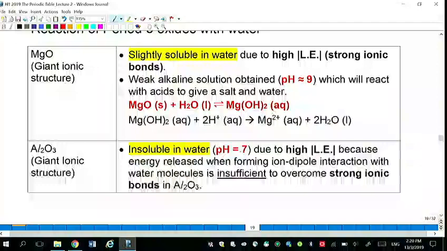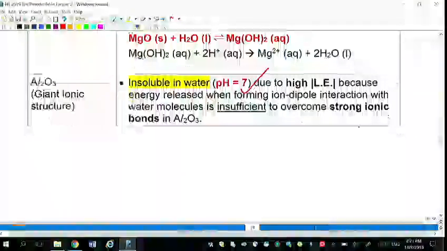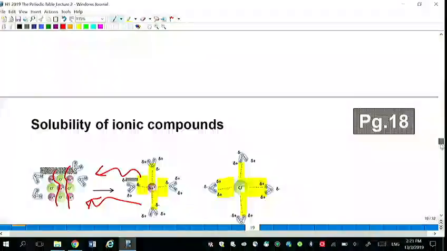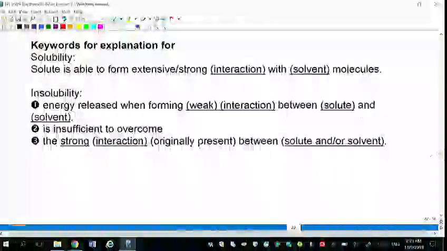So take note that if you dissolve magnesium oxide, the pH of the solution is going to be 9. If you dissolve aluminum oxide, it will still remain at 7 because nothing dissolved. The solid still remains behind.